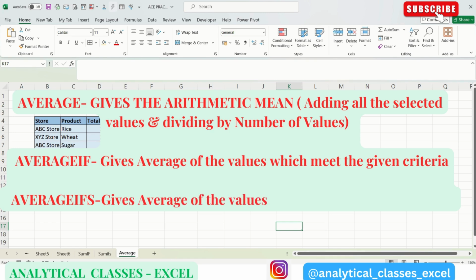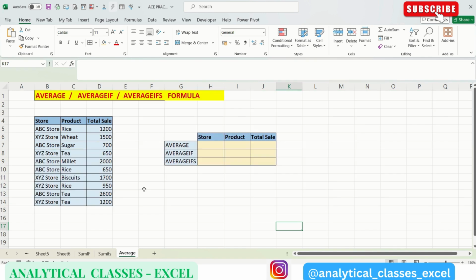By AVERAGEIF we get the arithmetic mean in respect to a condition, only one condition. So if that condition applies, then those cell values will be taken for calculating the arithmetic mean. While AVERAGEIFS takes more than one condition, and based on those conditions the arithmetic mean is calculated.